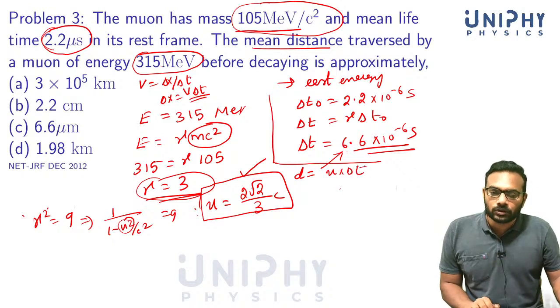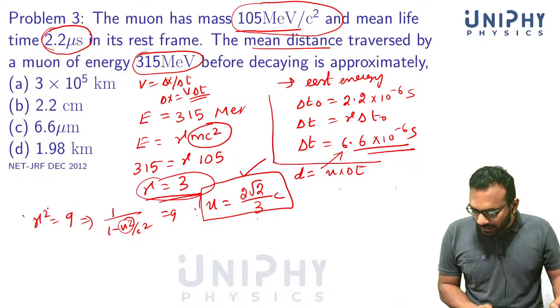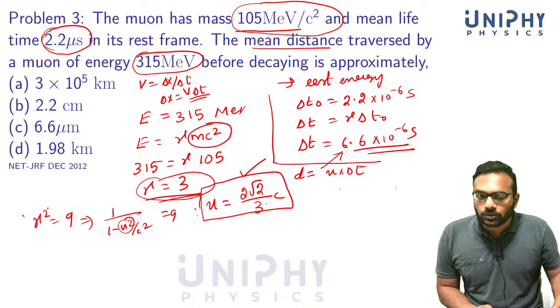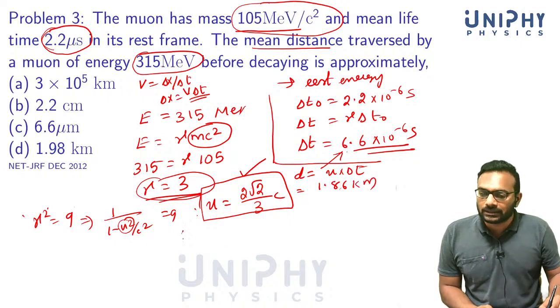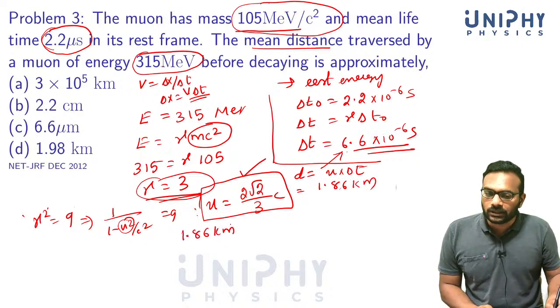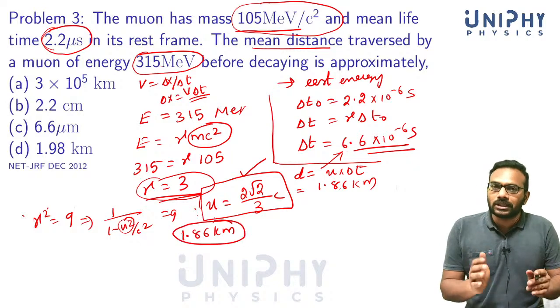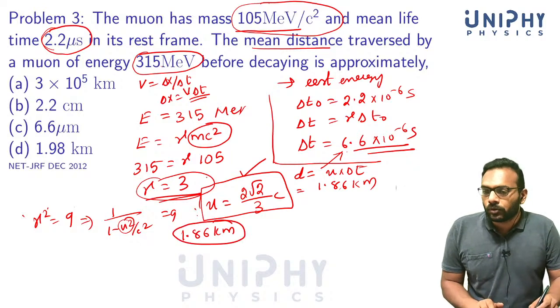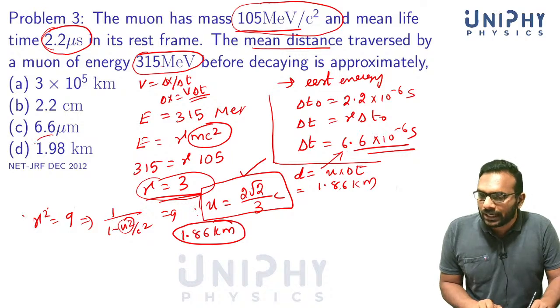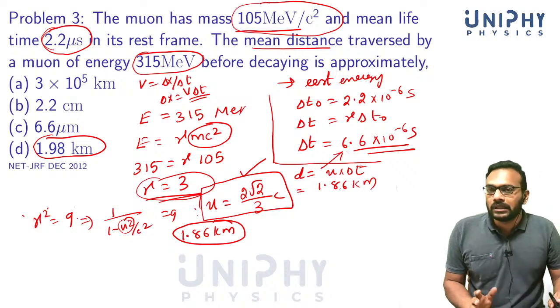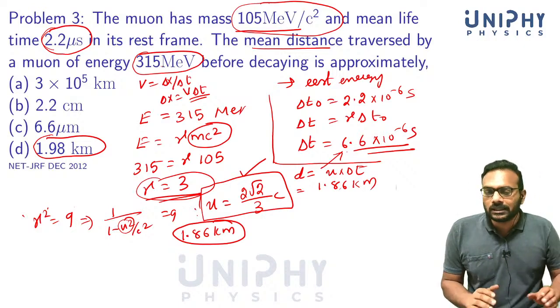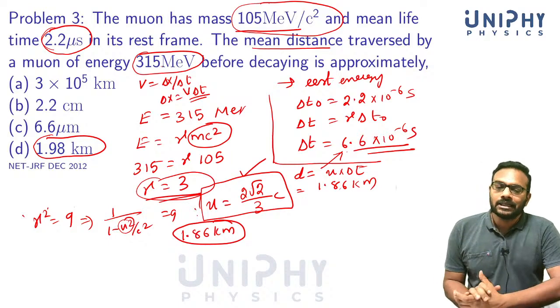We have got both of them, you just multiply to get the final answer. You will see that it's equal to 1.86 kilometer. The final answer is 1.86 kilometer. For some reason this answer is not one of the options, but the nearest one is 1.98 kilometer. So that's the option that you have to choose in such cases.